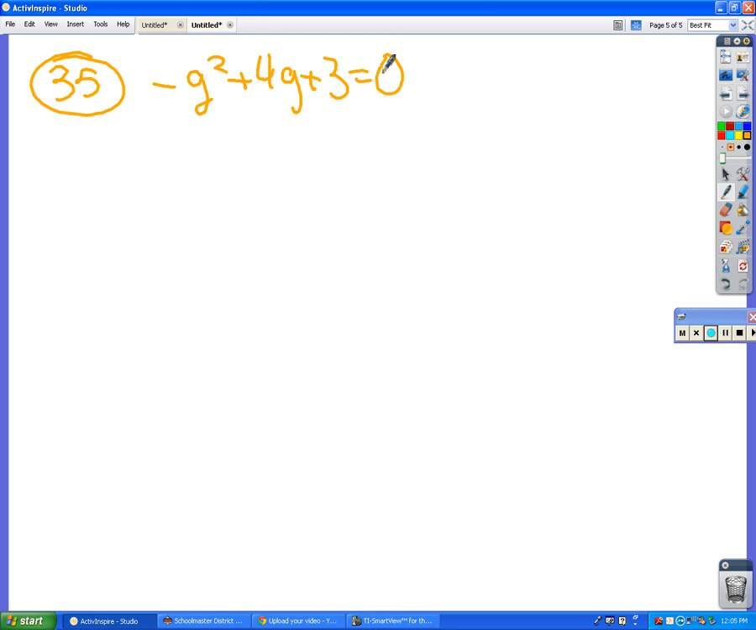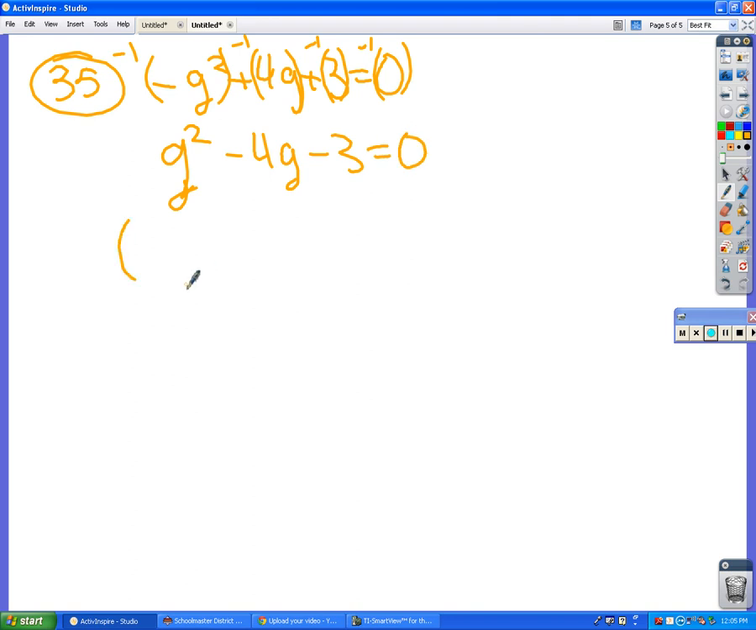Negative 1. So if I'm going to take and multiply this by negative 1, what do I have to multiply this by? Negative 1. What do you have to multiply that by? And what do you have to multiply that by? Okay, so negative 1 times negative g squared makes a positive g squared. That's going to change that to be g squared minus 4g minus 3 equals 0. So I'm going to try to factor this.